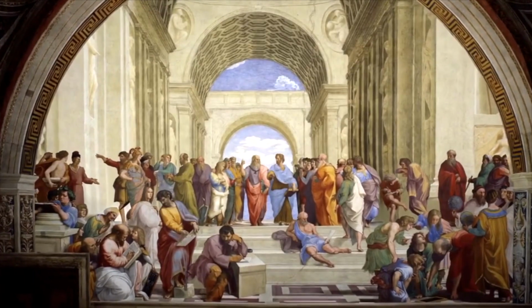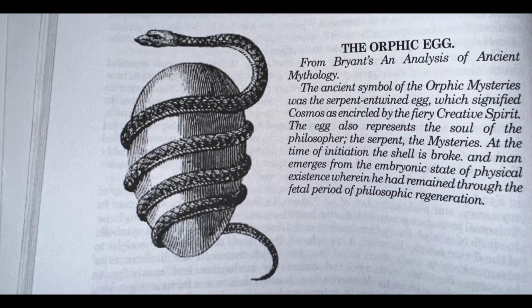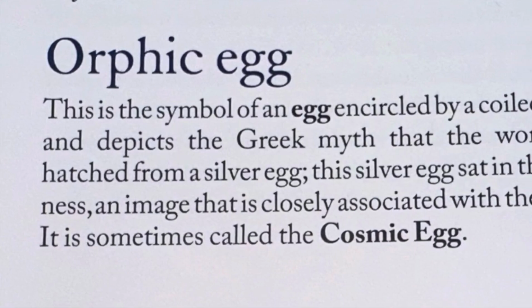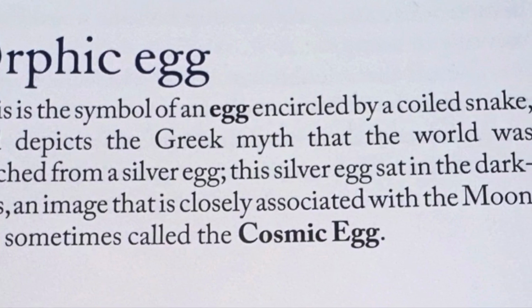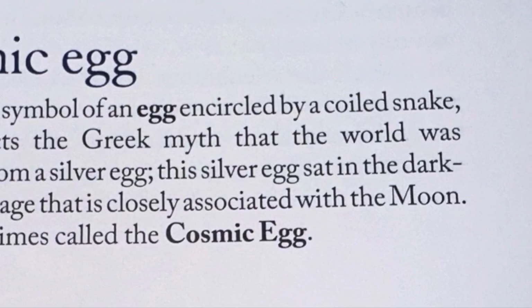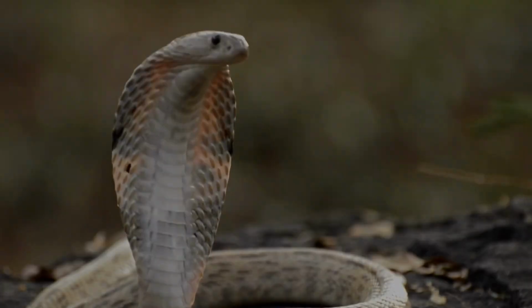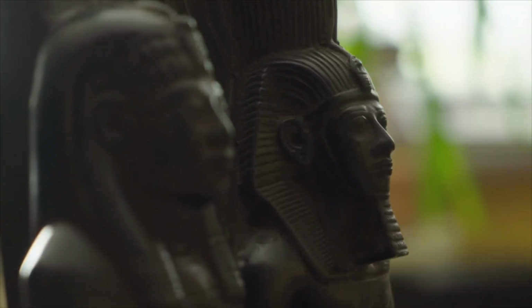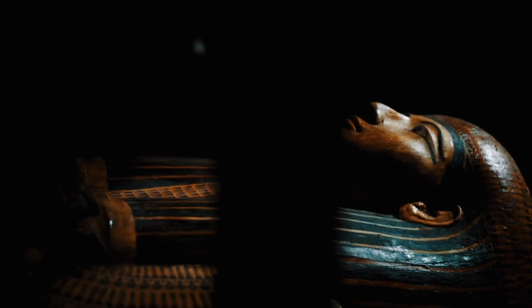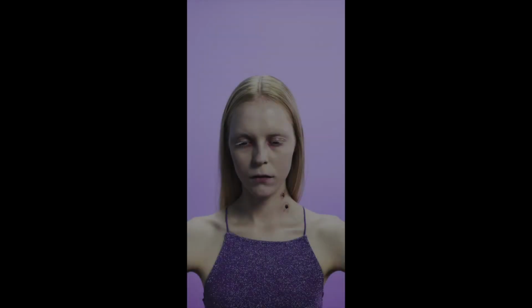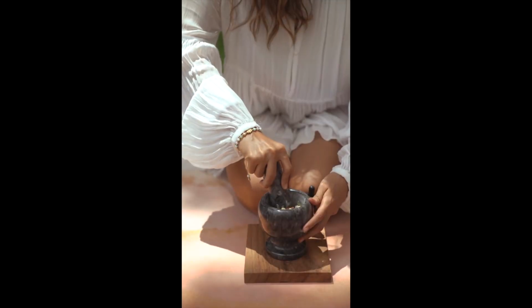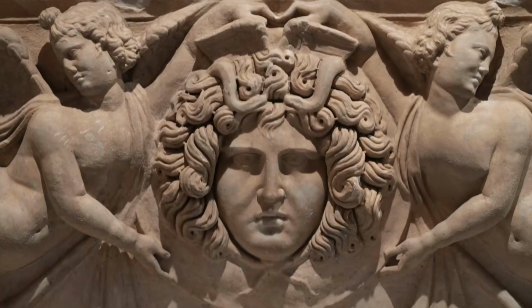The ancient Greeks have a symbol of an egg with a snake coiled around it, called the Orphic egg. This myth tells how the earth was hatched from a silver egg that sat in darkness. The symbolism of the serpent we will share in another video, but we will leave you with this thought about the serpent for now. If you were bitten by a venomous snake in antiquity, chances are you were going to be pushing daisies very soon unless someone found a way to cure the life-threatening bite. Someone eventually did, and it was as if they could bring people back from the dead.